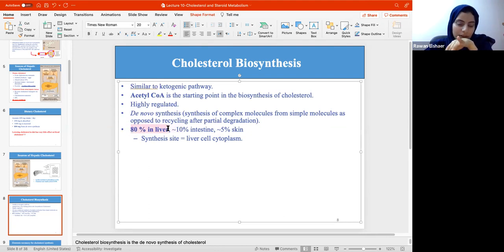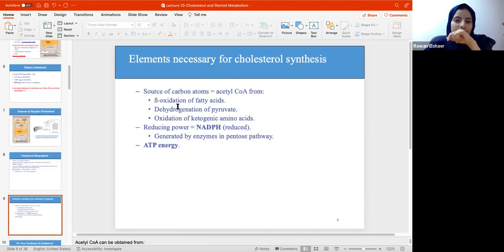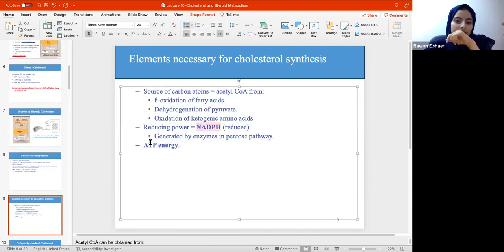Okay. So what I want you to know here as well is that 80% of this process happens in the liver. So de novo synthesis happens in the liver. It can also happen in the intestine and skin. What you need to know is where the de novo synthesis happens: mainly in the liver cell cytoplasm, okay? And these are the three that I mentioned, the NADPH, ATP, and acetyl-CoA.